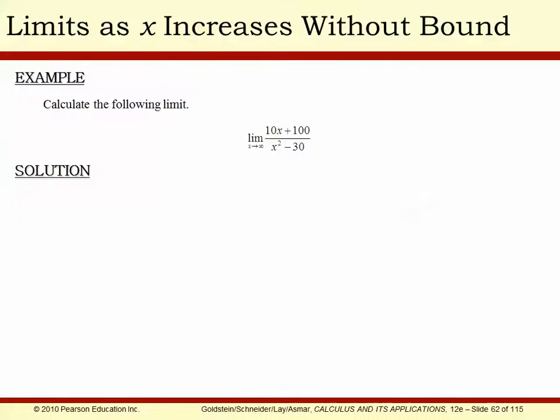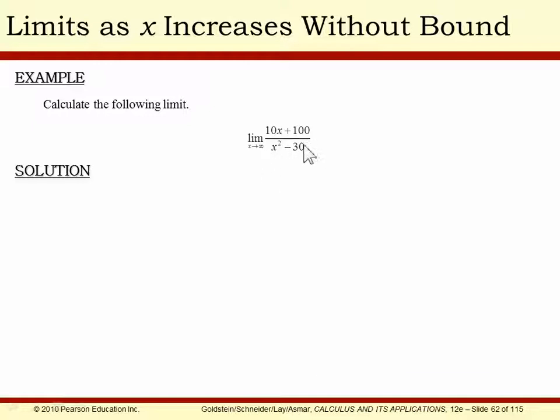So we want to find out, now the problem is, if we take the limit of the numerator, what is the numerator going to? It's going to infinity. And if we take the limit of the denominator, that's going to infinity too. 10 times x plus 100: if we let x keep getting bigger and bigger, 10x plus 100 keeps getting bigger and bigger. So that's going to infinity. And with x squared minus 30, as x gets bigger and bigger, x squared gets bigger and bigger. This bottom here is also going to infinity.